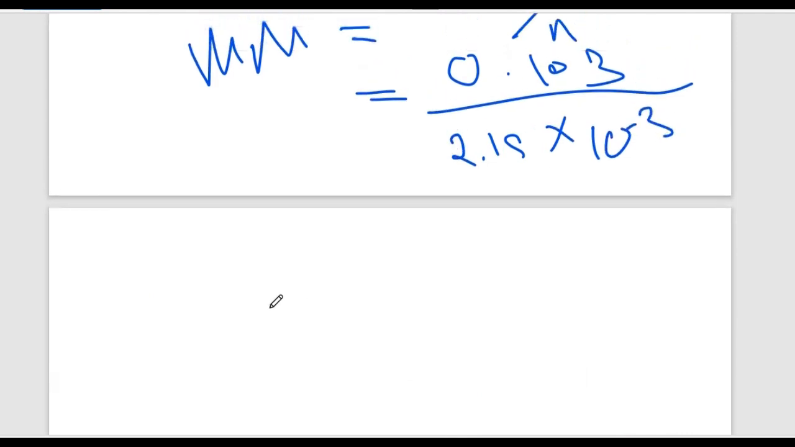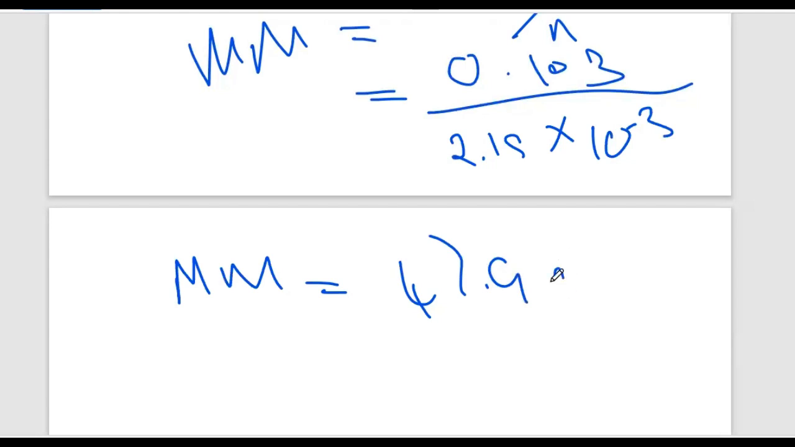What do I get when I punch this into my calculator? Let's all punch it on our calculators. When I divide this, I'm getting 47.9 grams per mole as my molar mass. So this is my 47.9 grams per mole. I just have to go to my periodic table and check for the element that has this mass.